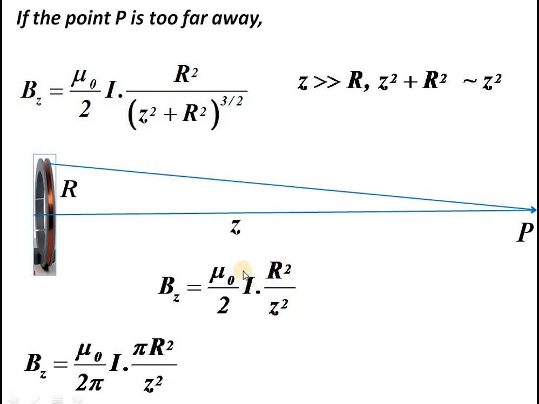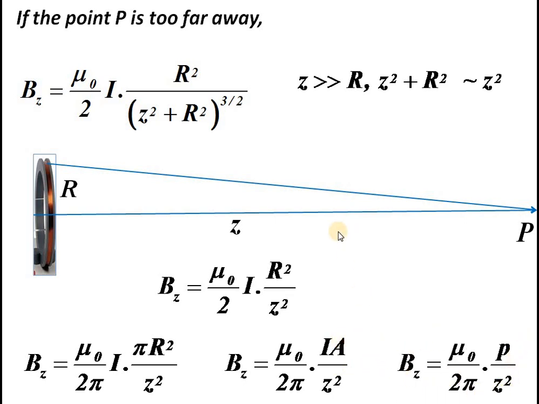And if you rearrange this equation by multiplying with pi in the denominator and numerator, then the equation becomes mu 0 upon 2 pi I pi r square by Z cube. Then this pi r square is simply the area of the ring, the area of the loop. So now you can write mu 0 by 2 pi into I into the area of the loop, by Z cube. Actually, current multiplied by area of the loop is called the magnetic moment of the loop. It is denoted with the letter p, small p. So in terms of magnetic moment, you can write the magnetic flux density at the point P. It becomes mu 0 by 2 pi into p by Z cube.